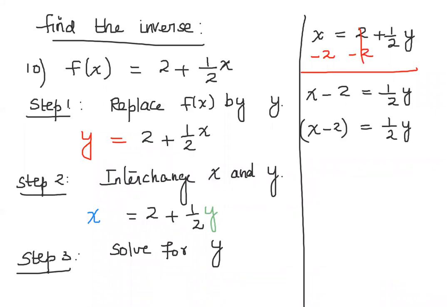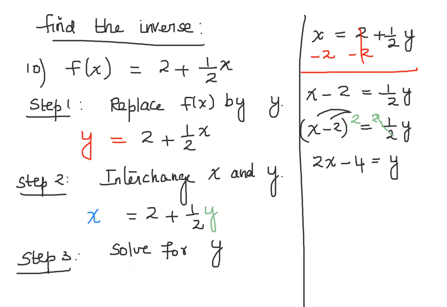So we can get rid of this 2. So 2 times and then 2 times. You have to put brackets here because we have 2 terms, and then distribute the 2. So we get 2x minus 4 equal to y. So we got the y by itself.